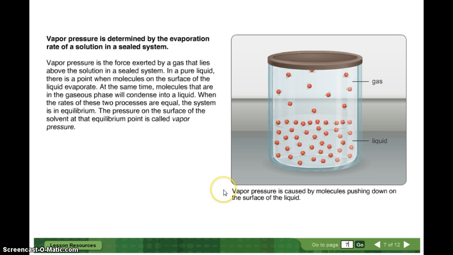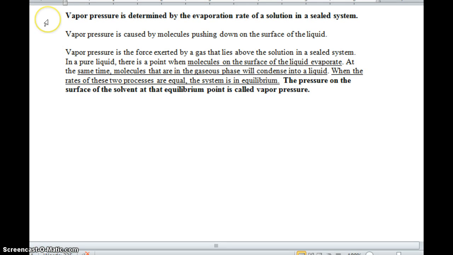Vapor pressure is caused by molecules pushing down on the surface of the liquid. So I added: vapor pressure is determined by the evaporation rate of a solution in a sealed system. And then I basically just put the whole paragraph here because this is one of those where we don't hear it very often. And then I just underlined the key parts.